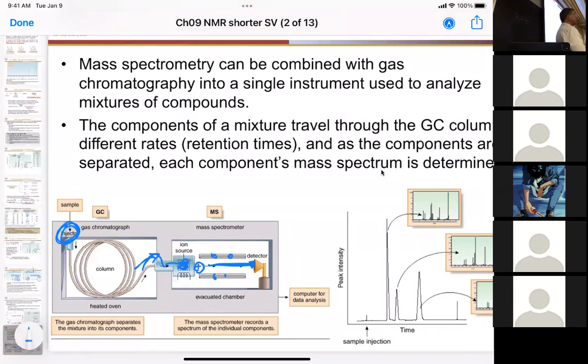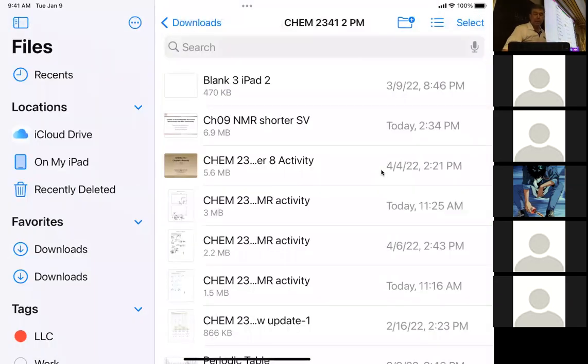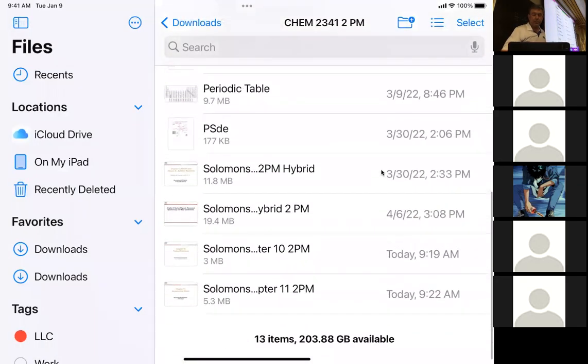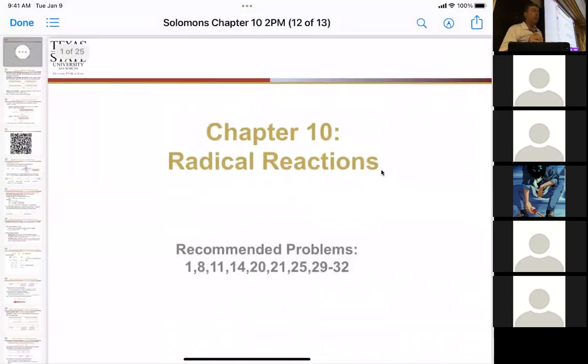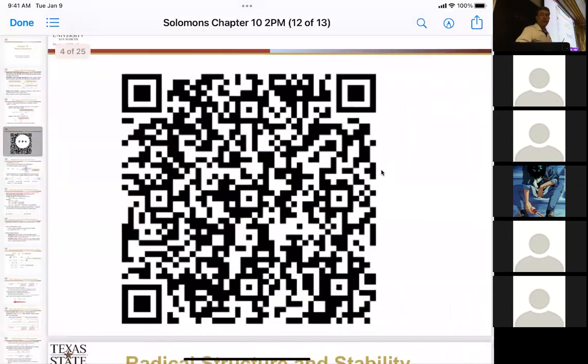And so our quiz will be on chapter 9 on Wednesday. But let's go ahead and start chapter 10, radical reactions. Okay, before I start, let's go ahead and take roll.